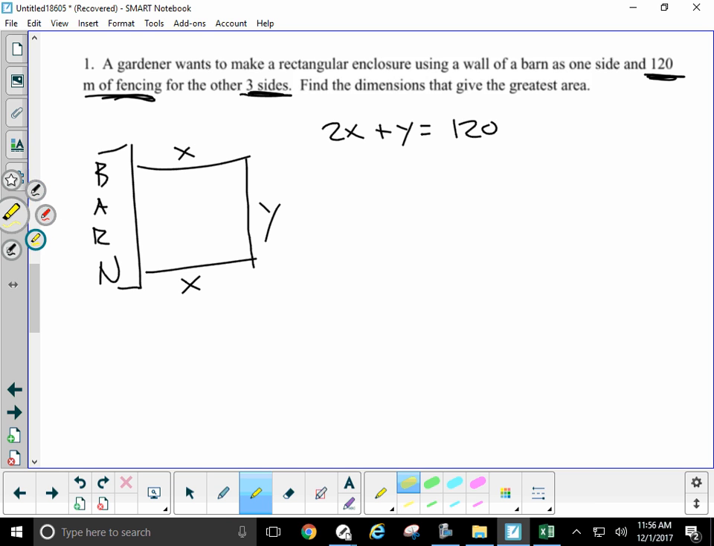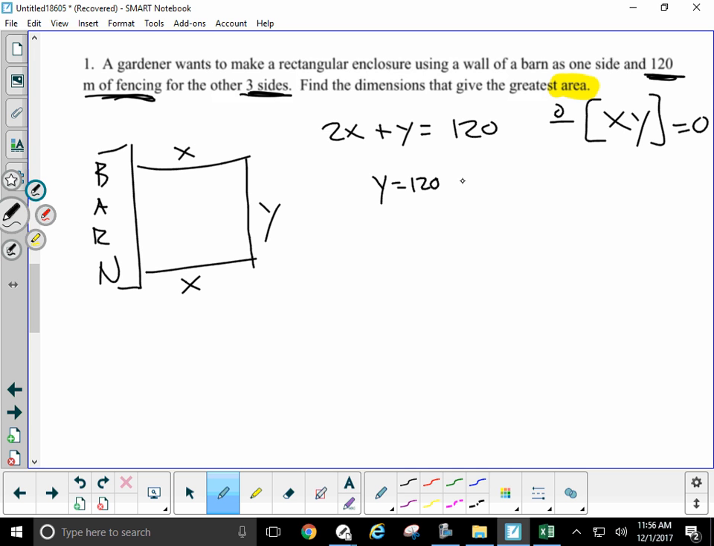You want to maximize the area. The area is xy. This is what you're going to take the derivative of and set equal to 0. But don't take the derivative of xy. Instead, here it's easy to solve for y in this case. Y is equal to 120 minus 2x. Let's replace y with 120 minus 2x. Let's simplify that.